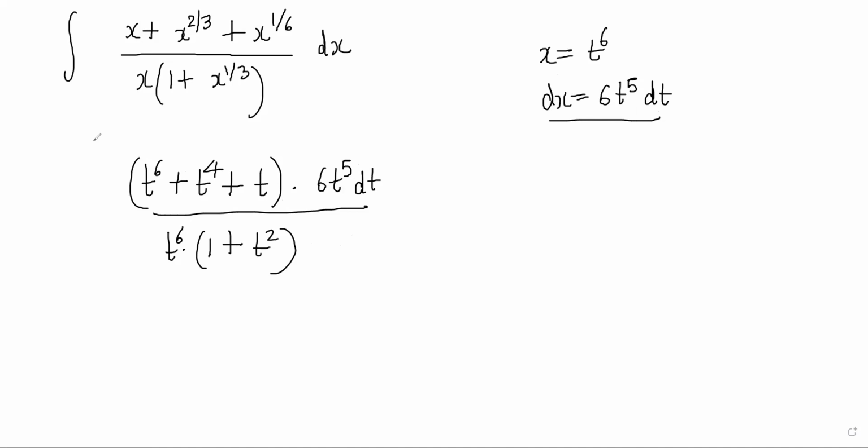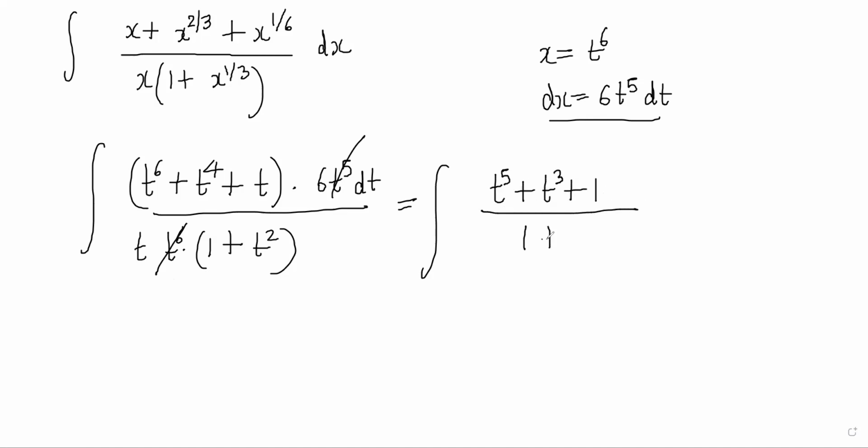Correct. So we have degree 8 here and the degree is higher on top. So we can remove t^5 here, and that t as well, and that t also. So it will become t^5 plus t^3 plus 1 divided by 1 plus t^2, and 6 comes out.